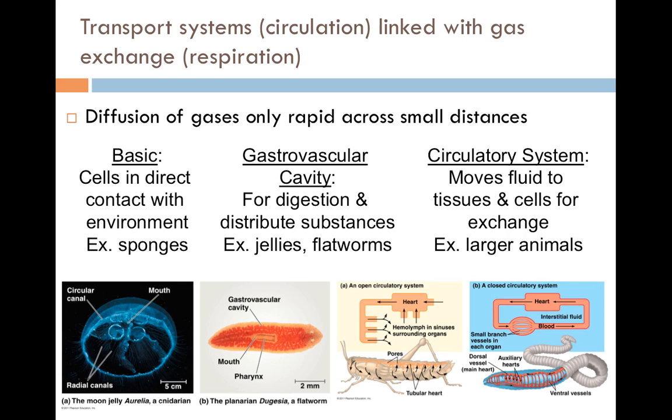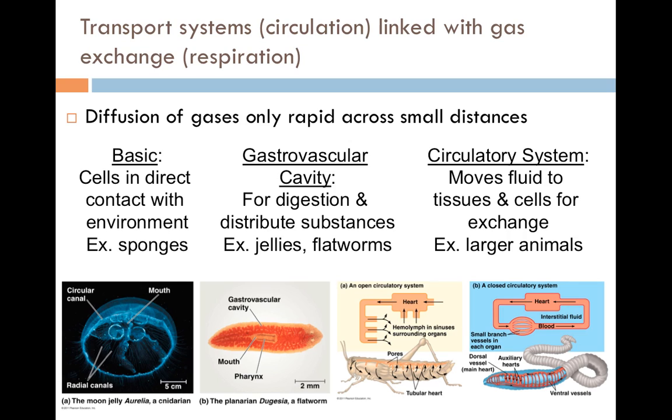So there are basic ways that this contact happens. This is where you have direct contact with the environment. For example, sponges and jellyfish can exchange gases right with the water. Another one is the gastrovascular cavity. So you have almost like a vacuole where this exchange happens. This happens with jellies and flatworms.